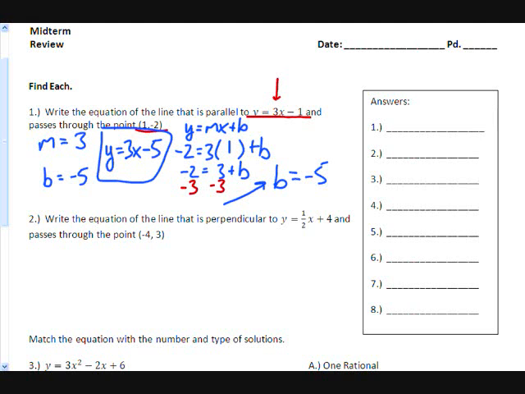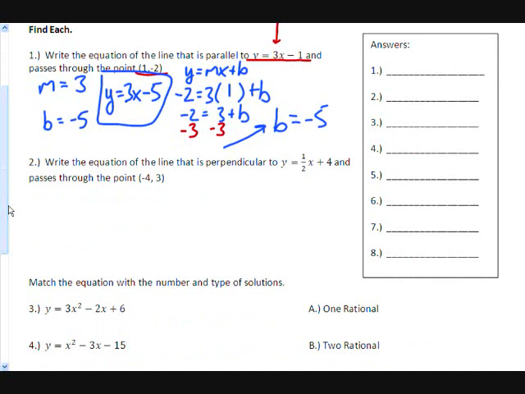Okay. Number 2 is very similar. I still want to find the slope and the y-intercept because I want to write the equation of a line. This time it tells me I'm perpendicular to y equals 1/2 x plus 4. Remember, perpendicular, the slope of this line is 1/2. And perpendicular lines, the slopes are opposite reciprocals. So instead of a positive 1/2, it's going to be a negative 2/1, which is just a negative 2.